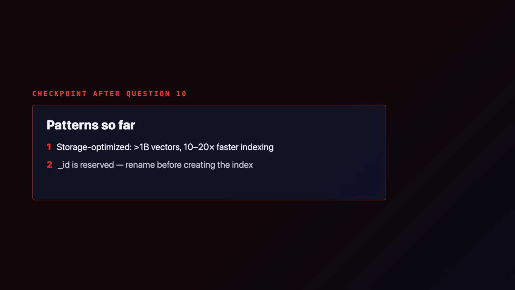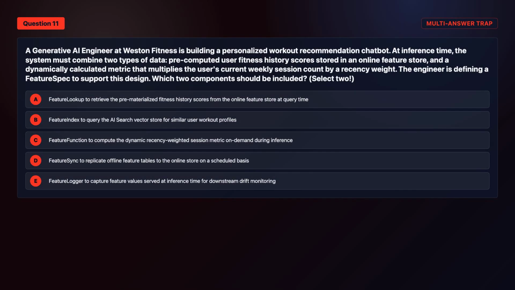Storage optimized appeared twice more. The exam leans hard on billion vector scale. The reserved _id column name and the schema change logging failure are precise gotchas that reward specific Databricks knowledge over general intuition. Next up, question 11. The trap is partial correctness.